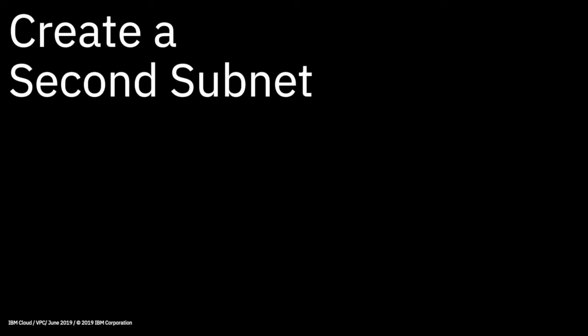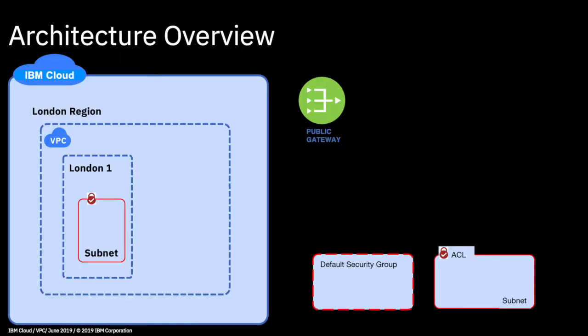And in this video, which is going to be a pretty short lab, we're actually going to create a second subnet for our virtual private cloud. So this is a little bit of a recap of what we already have. We've created our VPC, our virtual private cloud in the London region. I've chosen the London region because it's closest to me. I've then created a subnet in London 1, in London Zone 1.